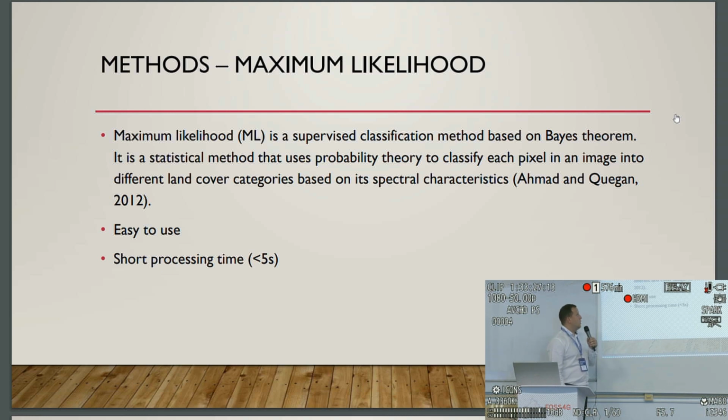Which methods did we use? We used first maximum likelihood, which is a supervised classification based on Bayes' theorem. It is a statistical method, and it is really easy to use. There are not many parameters that could be used, and it has a really short processing time. I like this method a lot.